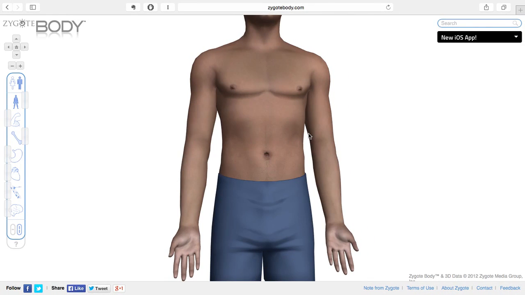Okay, hi everybody. In this lecture, we're going to talk about two main things. First of all, we're going to talk about the surface anatomy of the upper limb, and second of all, we're going to go over the skeletal anatomy of the upper limb.